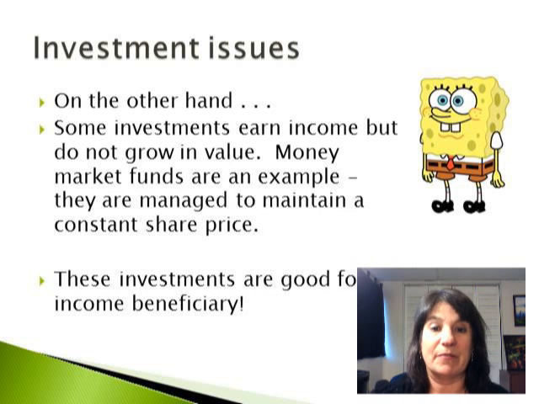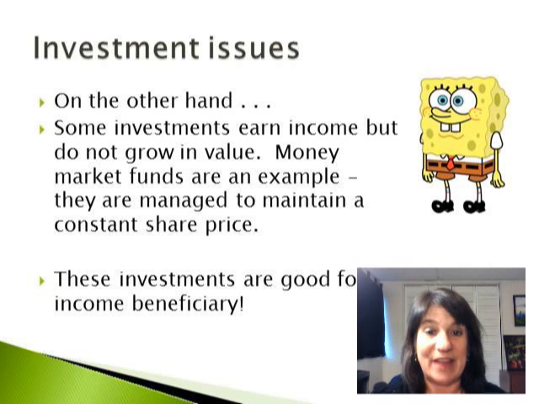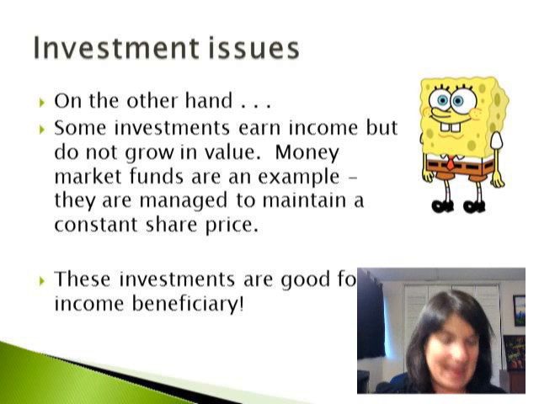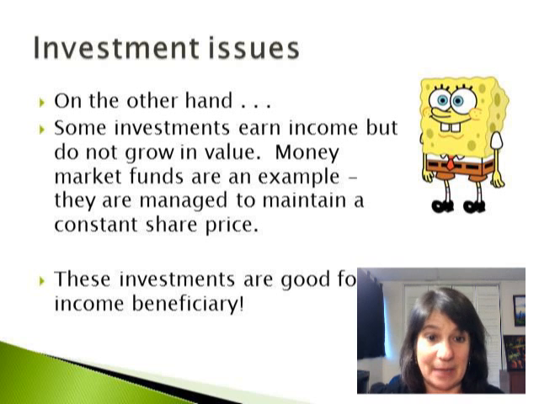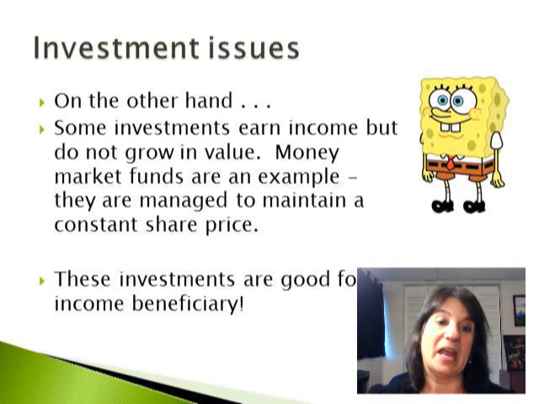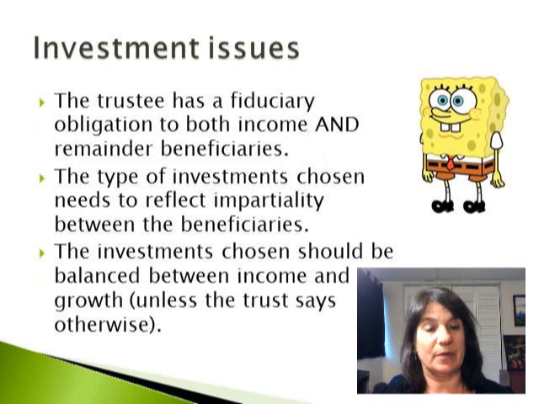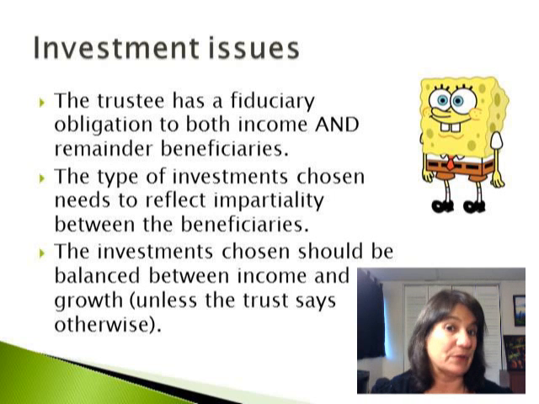Now, money market funds are an example of an asset that doesn't grow in value. They are managed to maintain a constant share price of $1. That's a good investment for the income beneficiary, right? The income keeps coming, it's guaranteed, well, it's almost guaranteed. It's very predictable. We don't care about growth. So income beneficiaries and remainder beneficiaries have really different preferences.